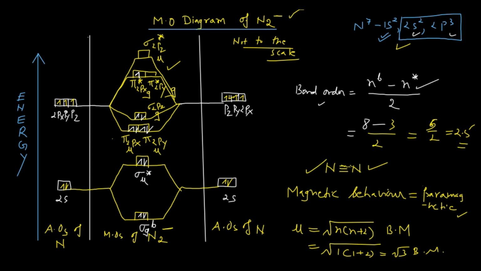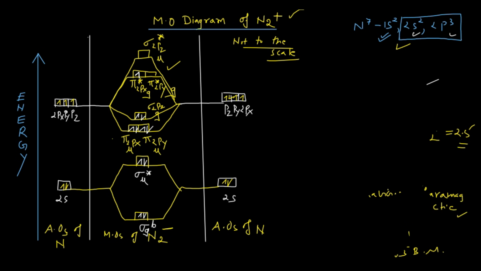Suppose now you have to draw N2 positive. For N2 positive, first of all, I have to remove all these things. I'm drawing for the N2 positive. So I need to remove this one as well, and 1 electron from here as well, and 1 electron, 2 electrons from here as well. So I have removed 2 electrons.